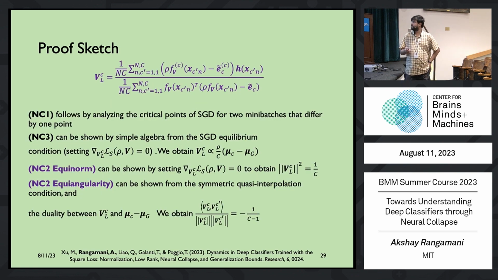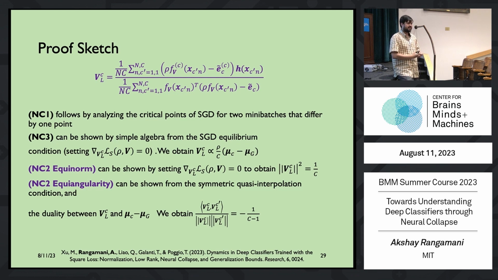And once again, from the critical point equation, you get an exact expression for what the classifier vector should be. Using this expression, you can show that the vectors need to be equinorm and equiangular, so you get a simplex ETF. It's not too complicated math. There's just a lot of algebra to go through.